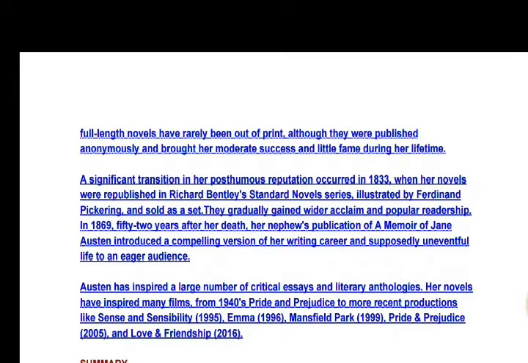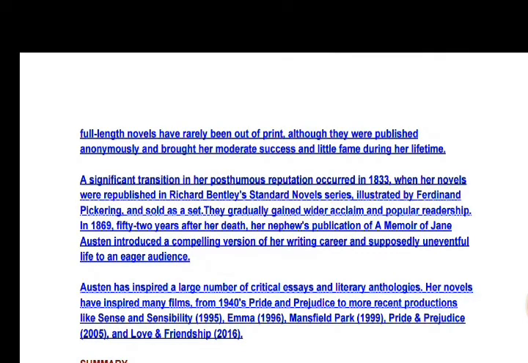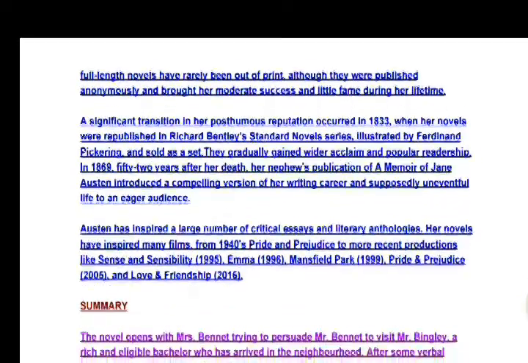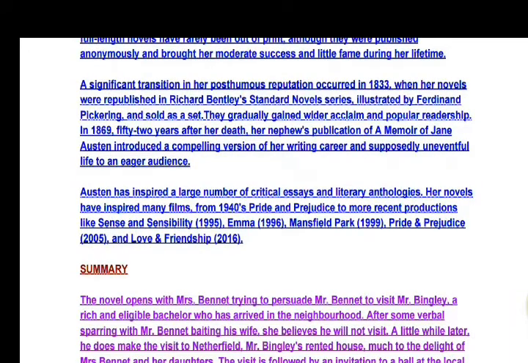A significant transition in her posthumous reputation occurred in 1833 when her novels were republished in Richard Bentley's Standard Novels series, illustrated by Ferdinand Pickering and sold as a set. They gradually gained wider acclaim and popular readership. In 1869, 52 years after her death, her nephew's publication of A Memoir of Jane Austen introduced a compelling version of her writing career and supposedly uneventful life to an eager audience.